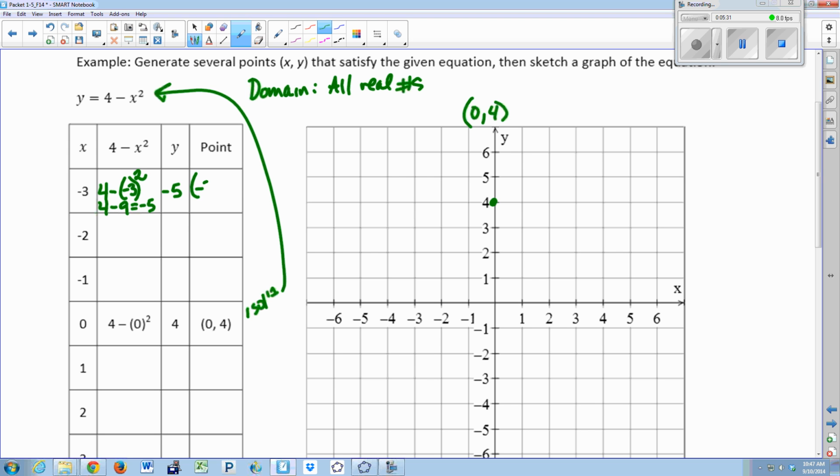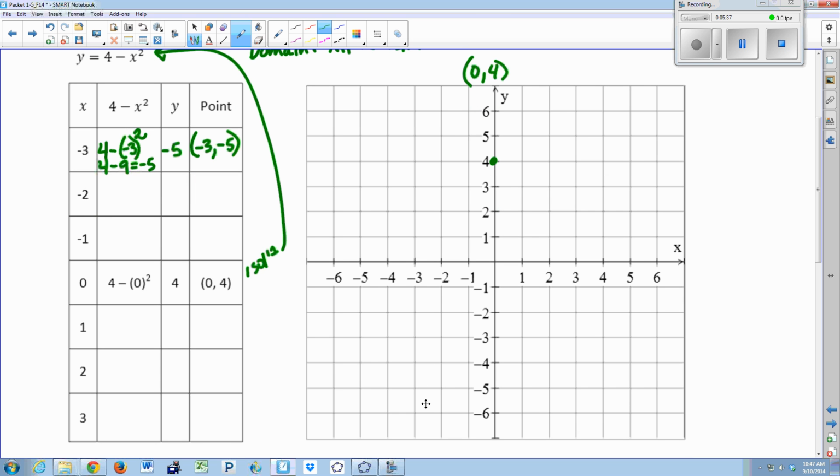So let's plot this point, -3, -5 on our graph. So I go to the left 3 and I go down 5. And I label it -3, -5. Okay? Everybody okay with that?